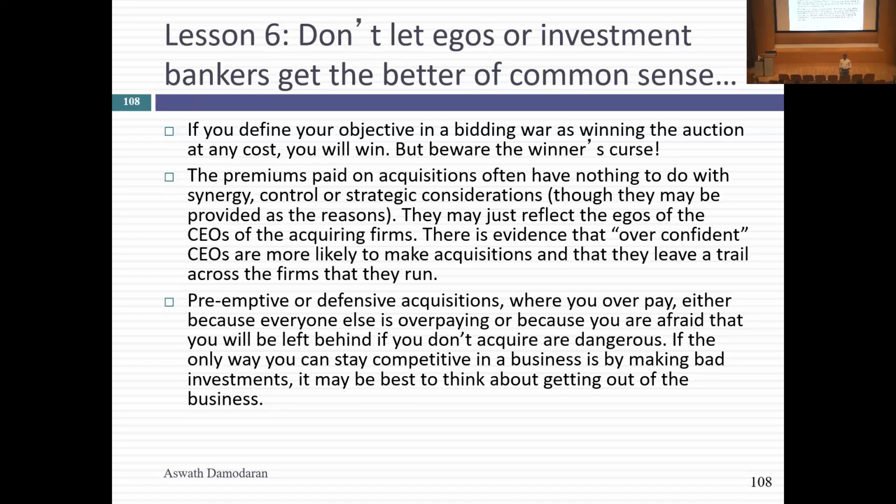And it doesn't surprise me. Overconfident CEOs often carry this acquisition gene no matter where they go. So if you have an overconfident CEO, you're, in a sense, almost predestined to overpay for acquisitions. As for defensive acquisitions, I've never understood the logic. You're saying you're going to overpay because everybody else overpays. You're saying the only way you can survive in this business is by doing bad acquisitions. You know what my response is? Why do you stay in this business? Why not just liquidate yourself and go away?